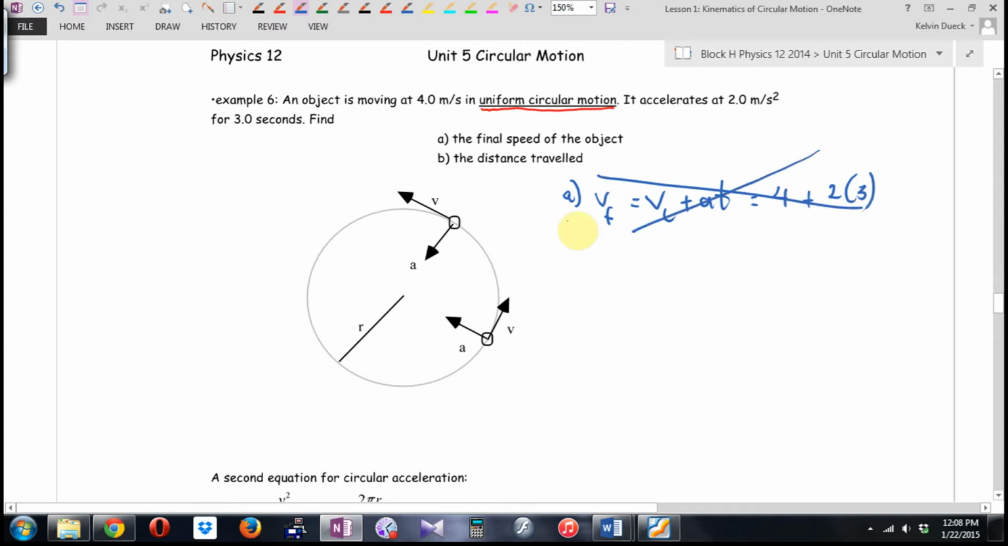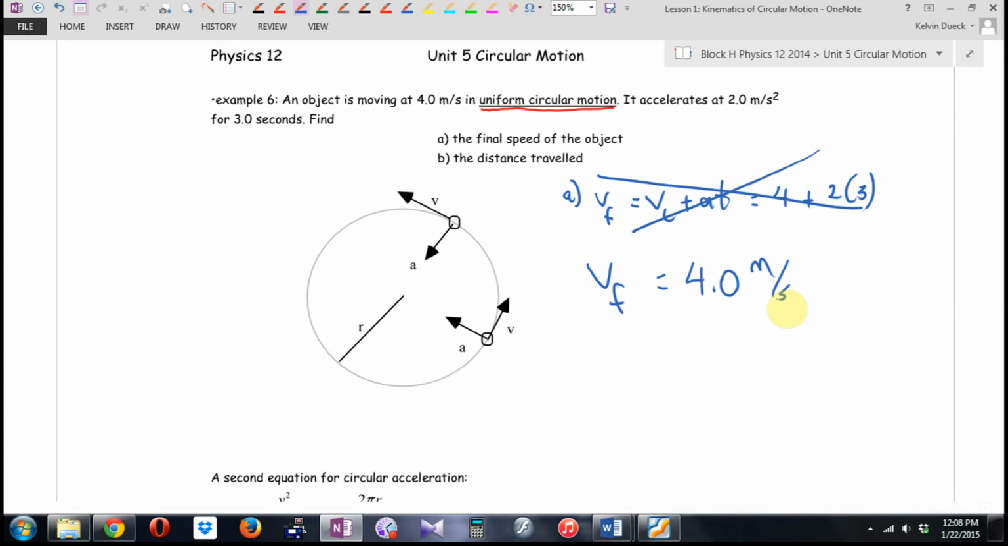Because we're at uniform circular motion, write this down. V final is 4.0 meters per second. Why? Because I said if you're moving in uniform circular motion, what can you tell me about your speed? It is constant. But there's an acceleration, which is changing the direction, not the speed.